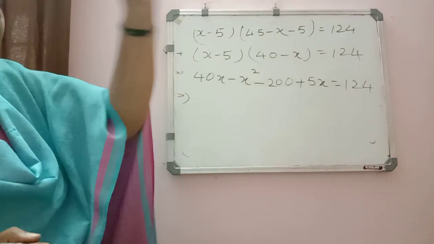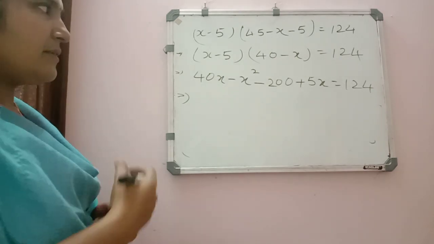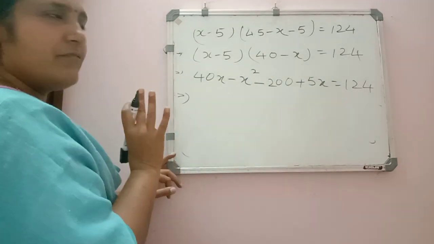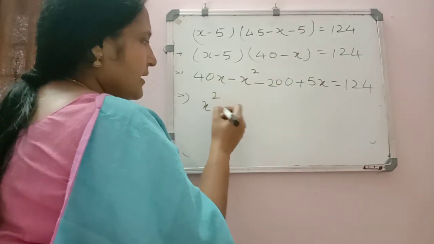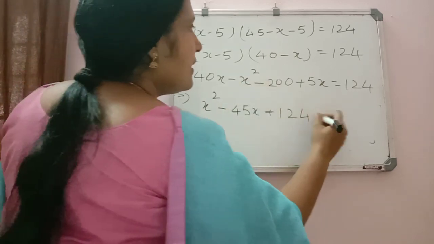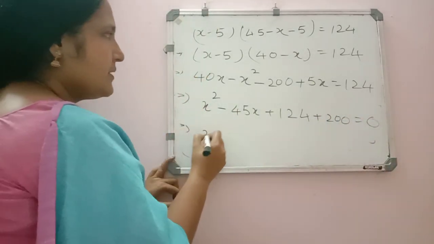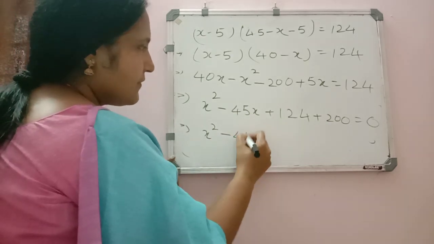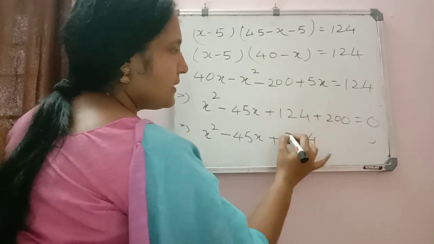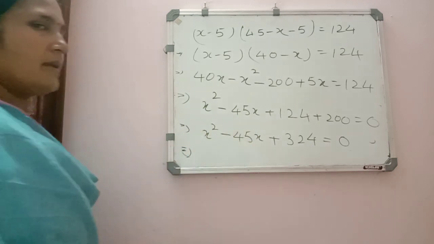So we can shift all the expression to the right hand side so that our coefficient of x square becomes positive. While shifting, we can add these two terms also: 40x plus 5x is 45x. So now x square minus 45x plus 124 plus 200 is equal to 0. So x square minus 45x plus 324 is equal to 0. Now you can find out the solution.